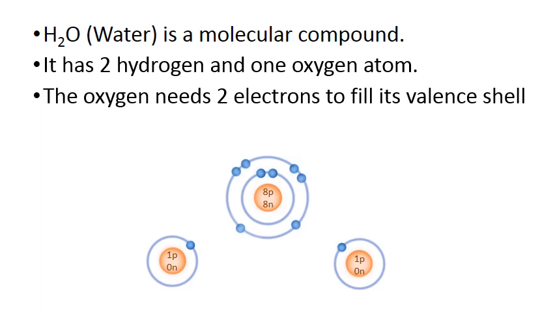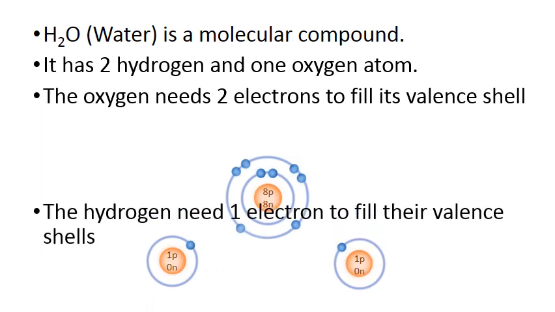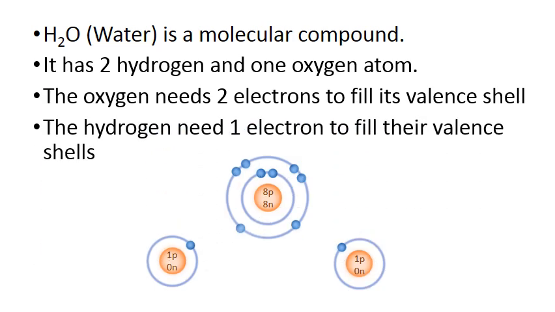Now the oxygen needs two more electrons to fill its valence shell. So that's oxygen in the middle, and it has 6 electrons in its valence shell, but it needs 8 to have a full valence shell like neon. The hydrogens need 1 electron each to fill their valence shells, because then they'll have 2, just like helium.